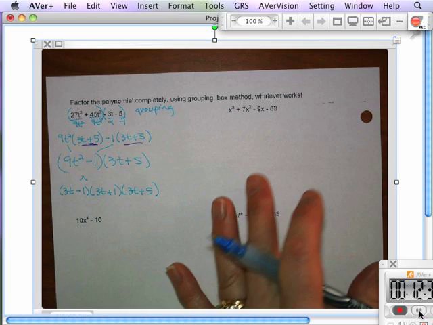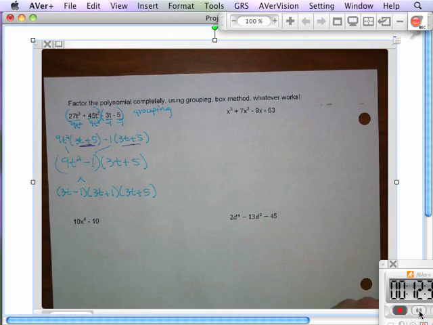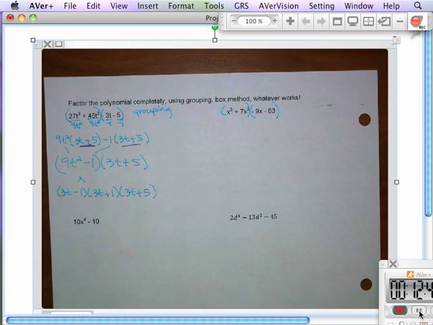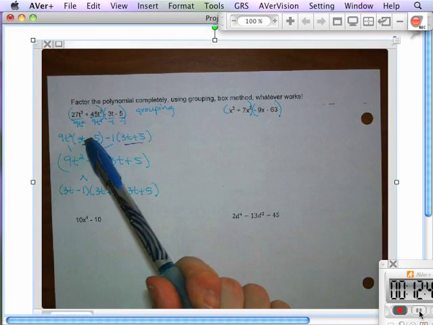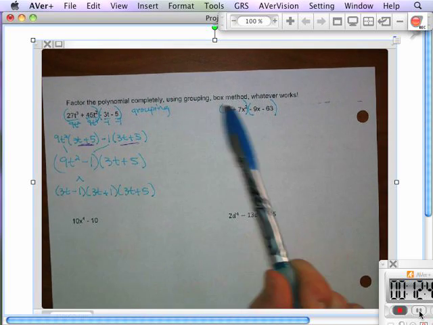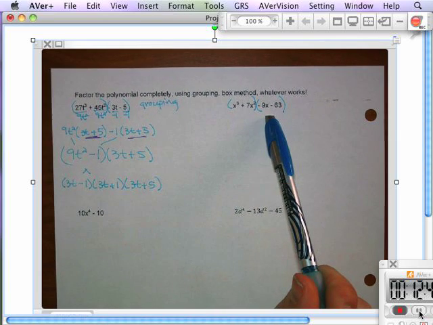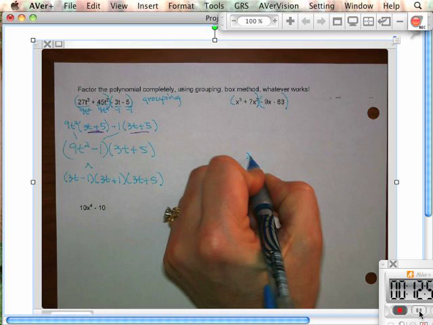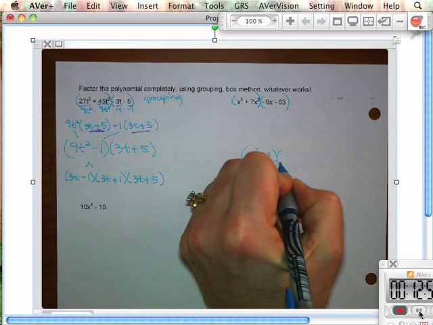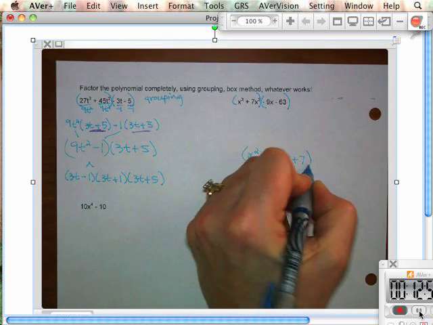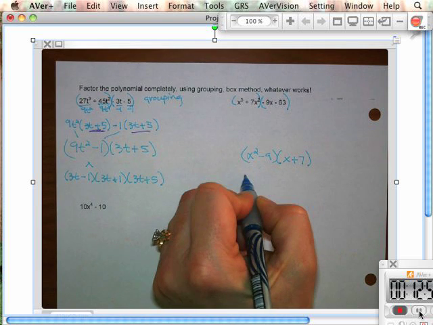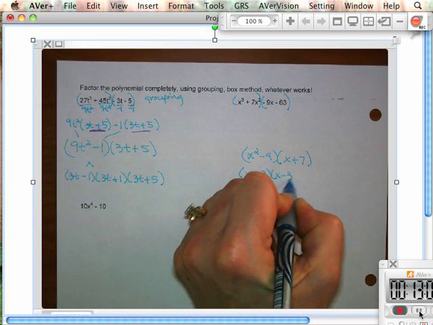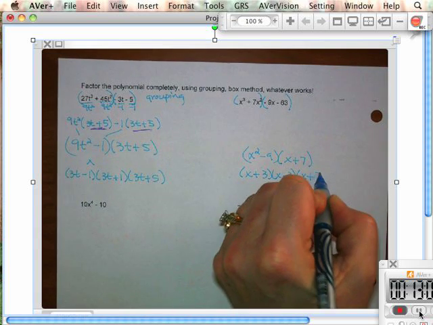So this one here is also going to be a grouping. I don't think I'm going to finish it. You just group it like this. See what you can pull out of each term, just like that. And see what you can pull out of here, which would be a negative 9. And just so you know, this is what you end up with. Just because the video is going to get too long if I do the whole thing. This again can be factored to x plus 3 and x minus 3 times x plus 7. And then these are your factors.